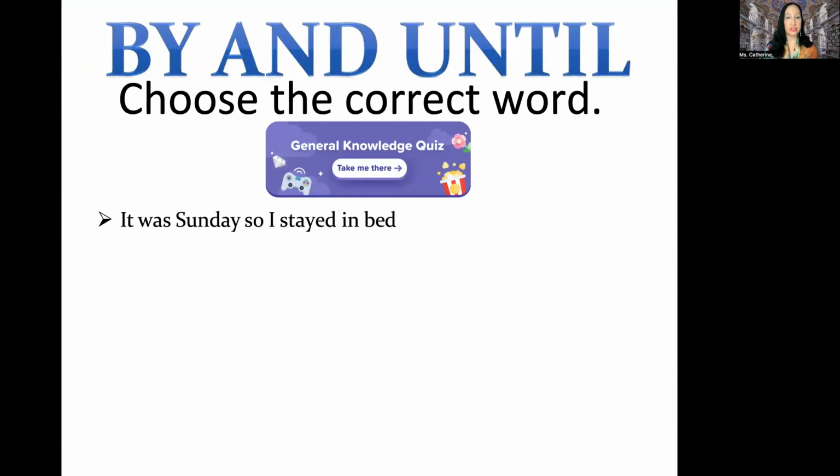It was Sunday, so I stayed in bed blank noon. Would it be, it was Sunday, so I stayed in bed by noon or until noon? Until. How did you do? Congrats if you got it.